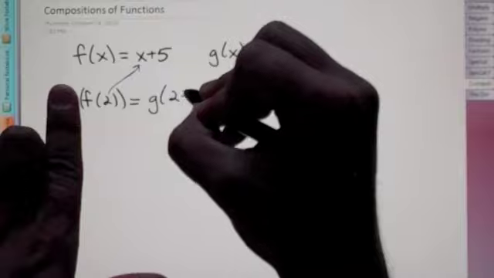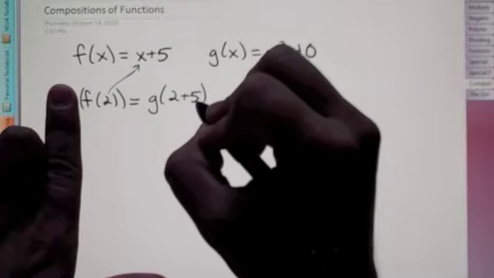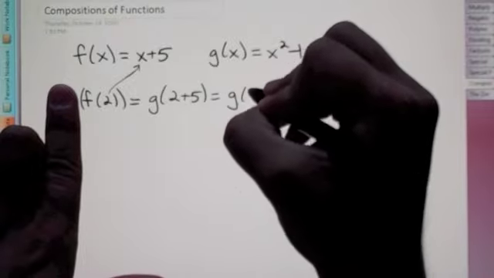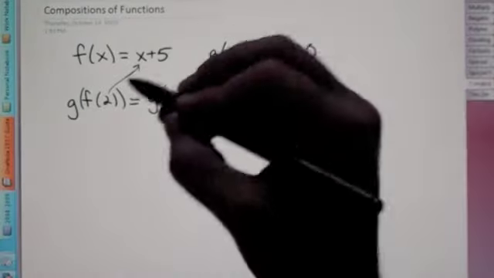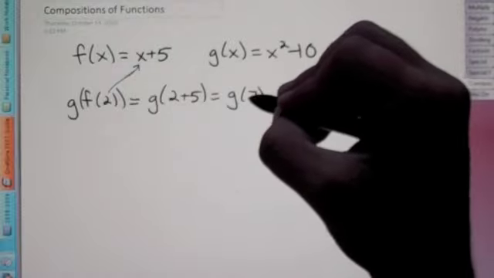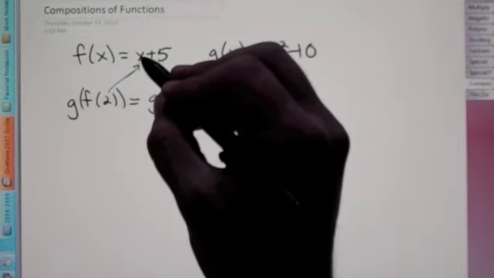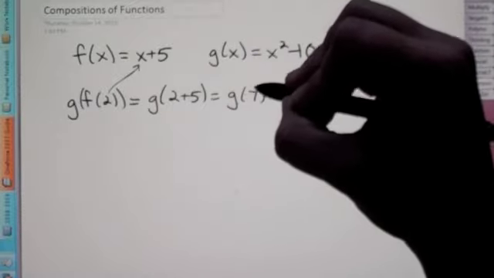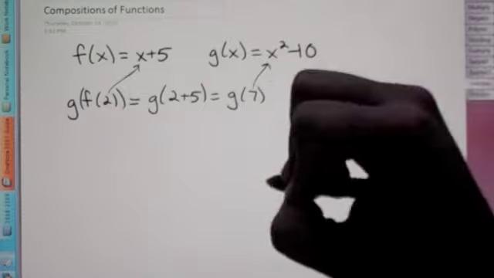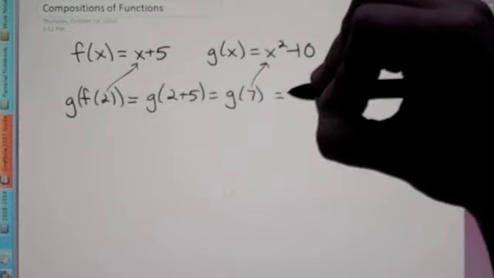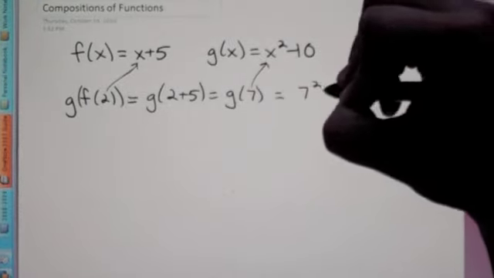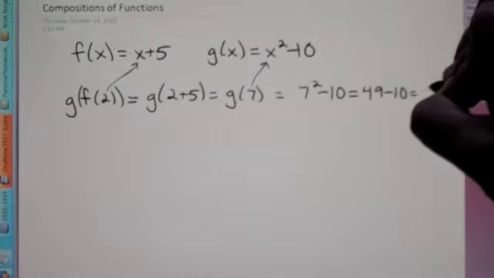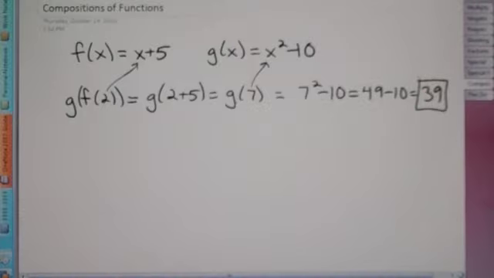So that gives us 2 plus 5. Okay? So again, we plugged it in, 2 plus 5, therefore we have g of 7. So now instead of f of 2, we say g of 7, because we plugged the 2 into the f function for x, 2 plus 5 is 7. So now we find g of 7, so we go to the g function and plug 7 in for x. So that gives us 7 squared minus 10, which is 49 minus 10, so our final answer is 39. That's how we do this problem.